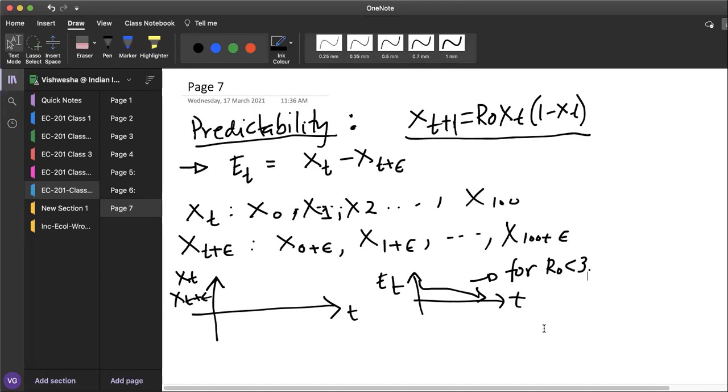Now, did you do the same graph for r equal to 4? What do you find if you do the same graph for xt, r equal to 4? Sorry, what did you find? It doesn't die out to 0. It doesn't decay to 0, right? Did anybody find the decay to 0? I hope no one did.